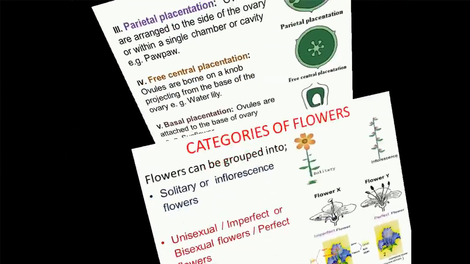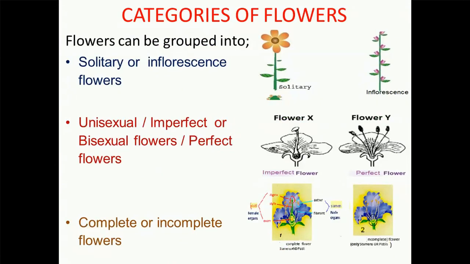So let's move on. Here we have the categories of flowers. Flowers are grouped into different categories, and we shall be discussing them one after the other. The first category is called solitary or inflorescent flowers. Now when a plant has only one flower on it, such a plant is called solitary, and such a flower is called a solitary flower. But when a plant has several flowers borne on it, clusters of flowers, such a plant has inflorescent flowers.